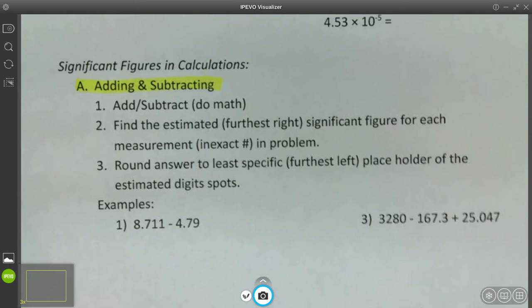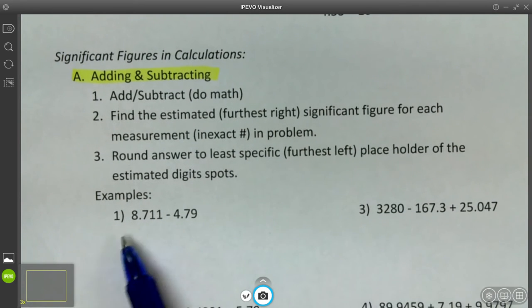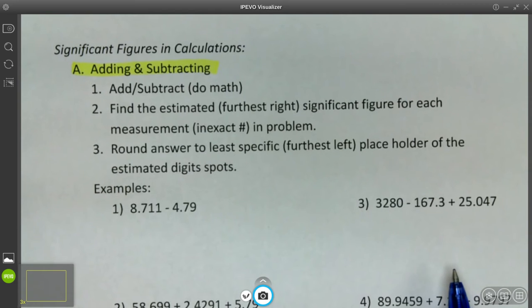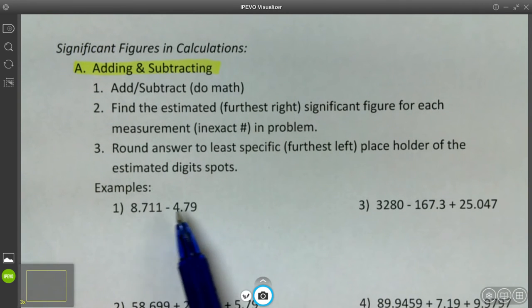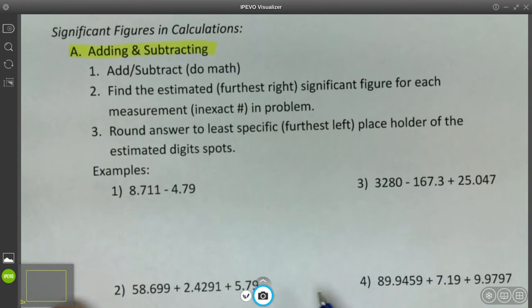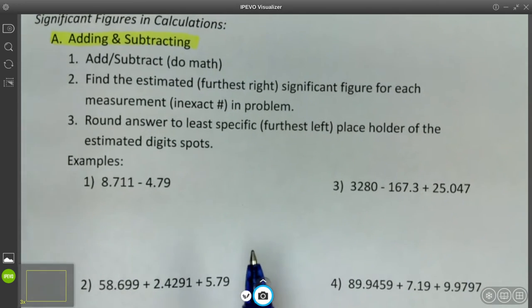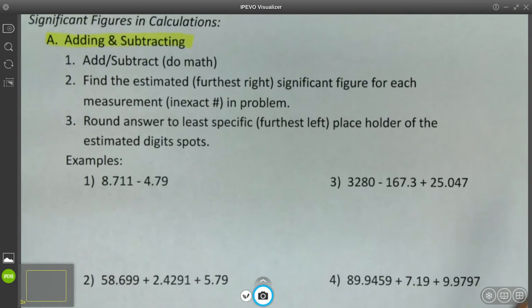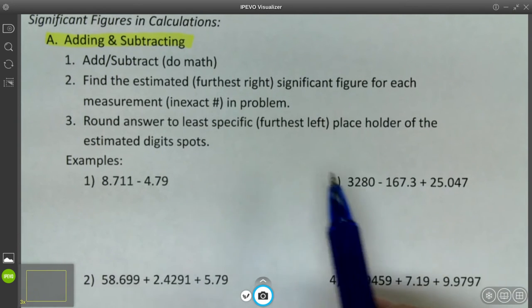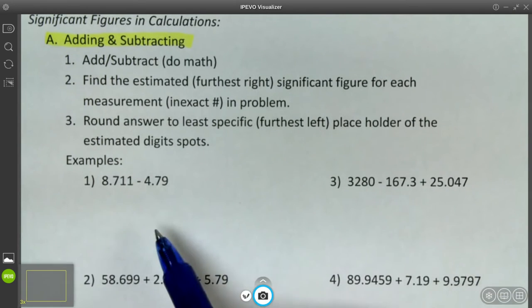Okay. So if we've got math problems that are adding, subtracting, the first thing we're going to do is assume that all of these numbers that I give in here are inexact numbers or measurements, because those are the things that we do significant figures for. Okay, versus exact numbers, which we don't. So first thing, add or subtract, do the math.